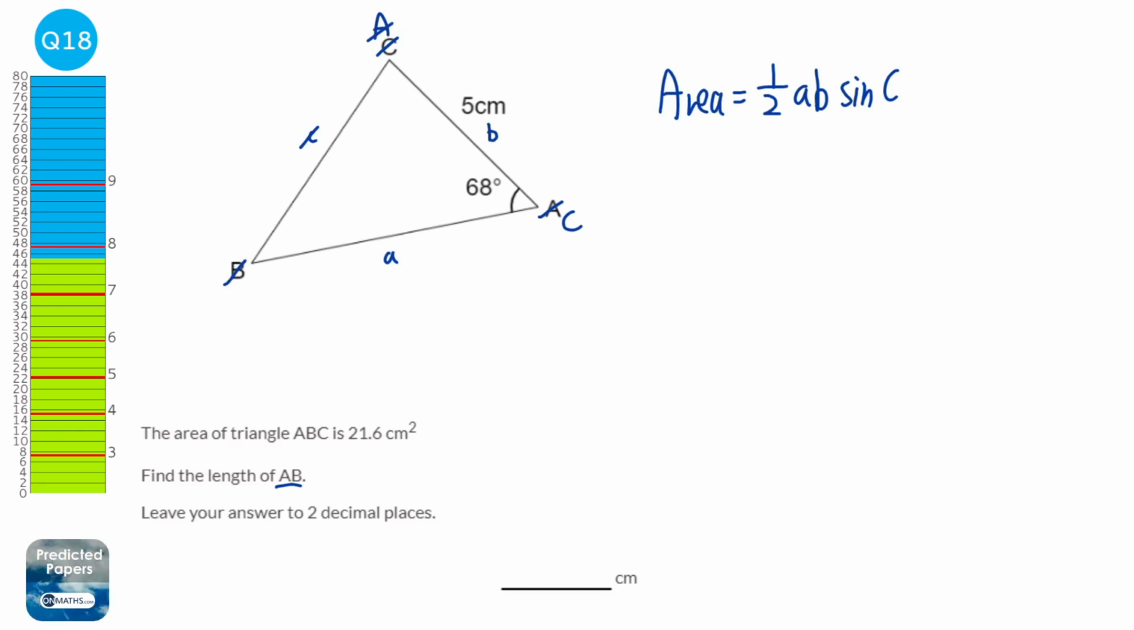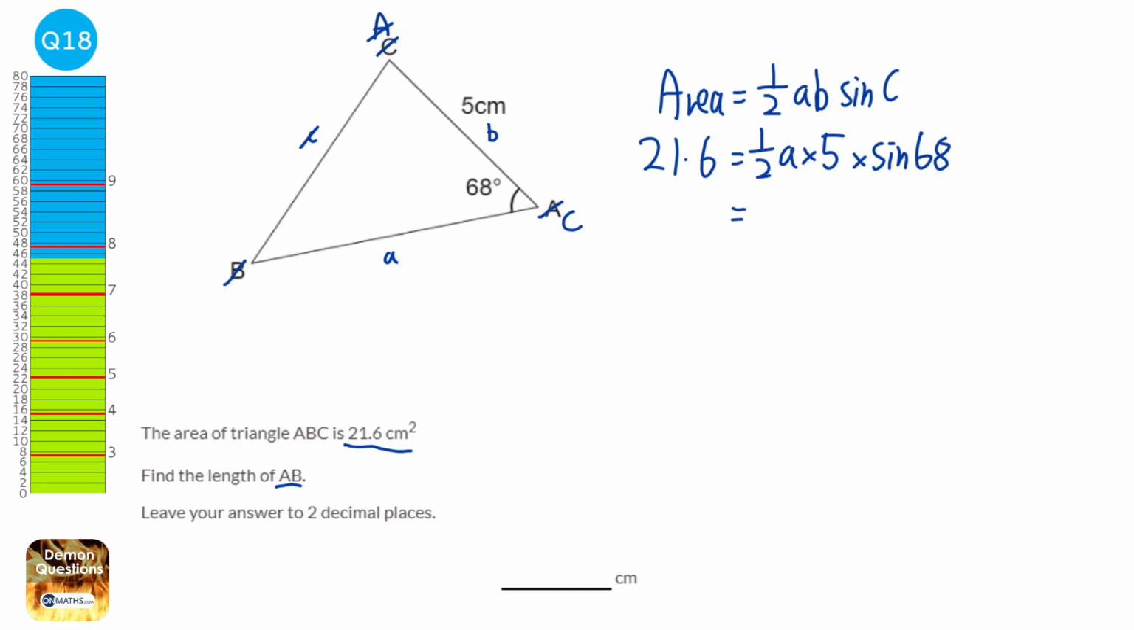The area is given to us in the question as 21.6. And we're looking for a, but b is 5 and C is 68. And so all we need to do here is rearrange all of this. And we're going to start just by working out what half times 5 times sine 68 is. And that's going to be 2.317 blah blah blah. That's times a.